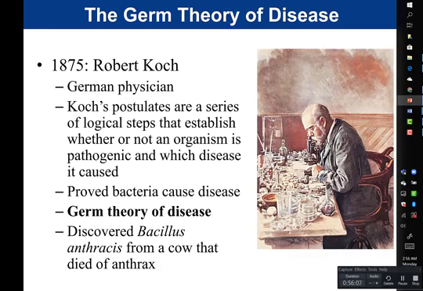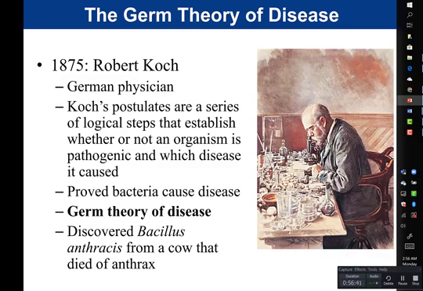And these are a series of logical steps that establish whether or not an organism is pathogenic, meaning it causes disease, and which disease it causes. And he basically supported or provided evidence to show that bacteria do in fact cause disease. This led to the germ theory of disease. He discovered Bacillus anthracis from a cow that died of anthrax. So he was the one to discover this particular type of bacteria.